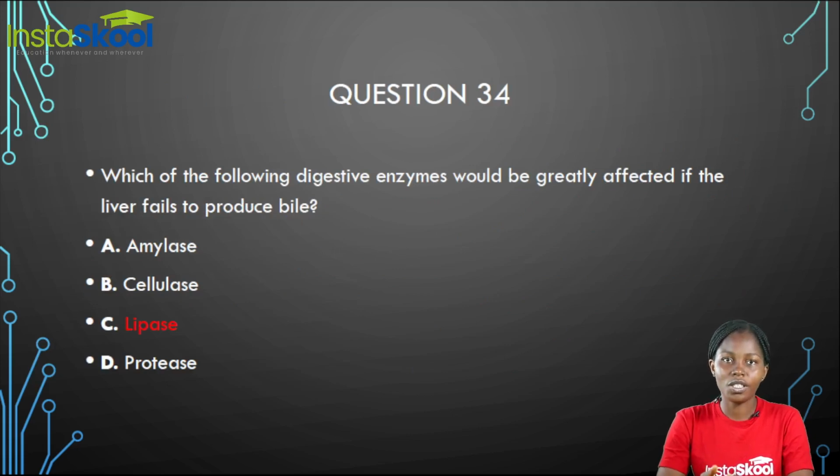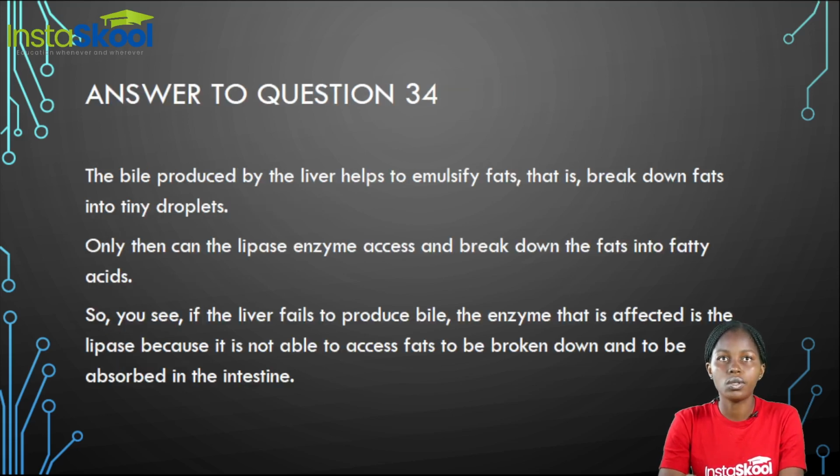We move on to our question 34. Which of the following digestive enzymes would be greatly affected if the liver fails to produce bile? The bile that is produced by the liver helps to emulsify fats. What we mean by emulsification is breaking down fat into tiny droplets. It is only when the bile breaks down the fat into tiny droplets can the lipase enzyme access it and then further breaks it into fatty acid to be used by the body.